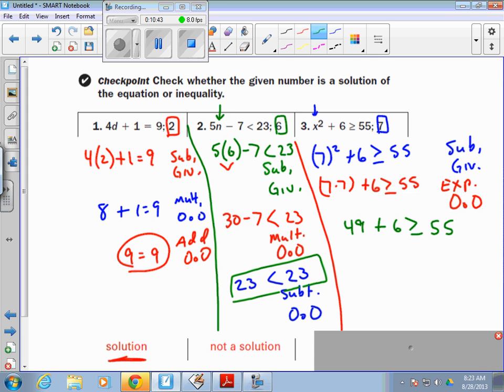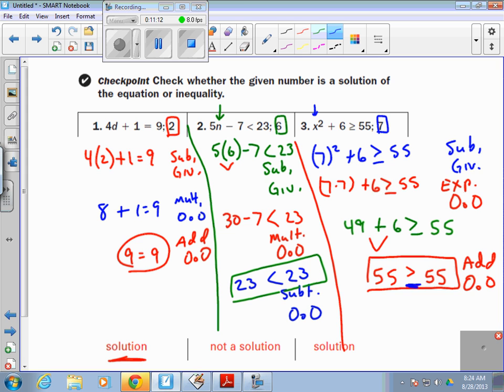And that's still the same step, evaluating the exponents. So the last step, we do 49 plus 6, and we get the number 55 is greater than or equal to 55. That was addition because of order of operations. And this one is a true statement because 55 is not greater than 55, but it says or equal to. That's the key, since it has that bar. Unlike number 2, this one says or equal to 55. So since it is a true statement, it is a solution.